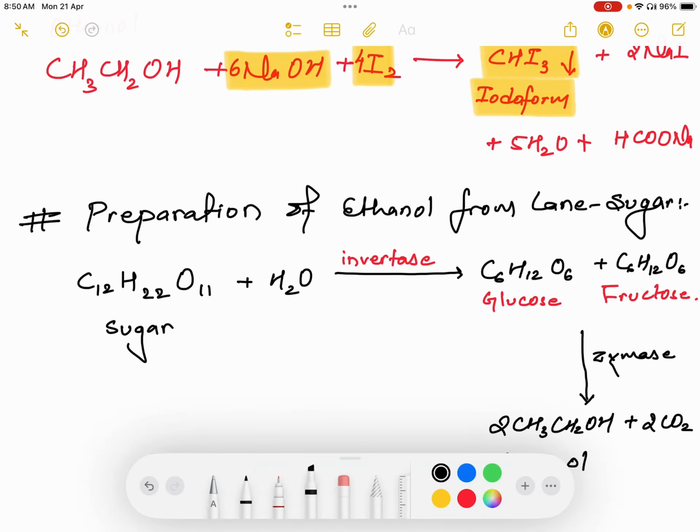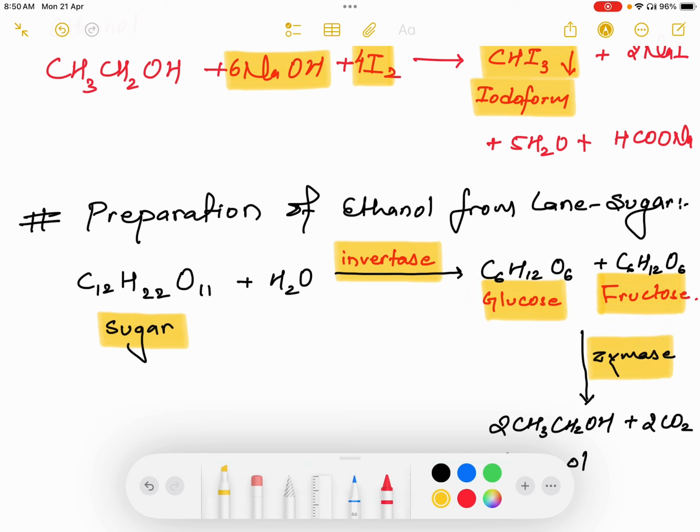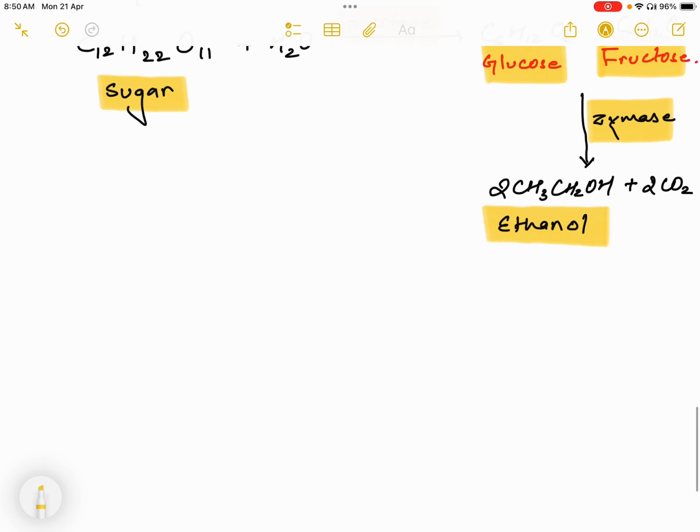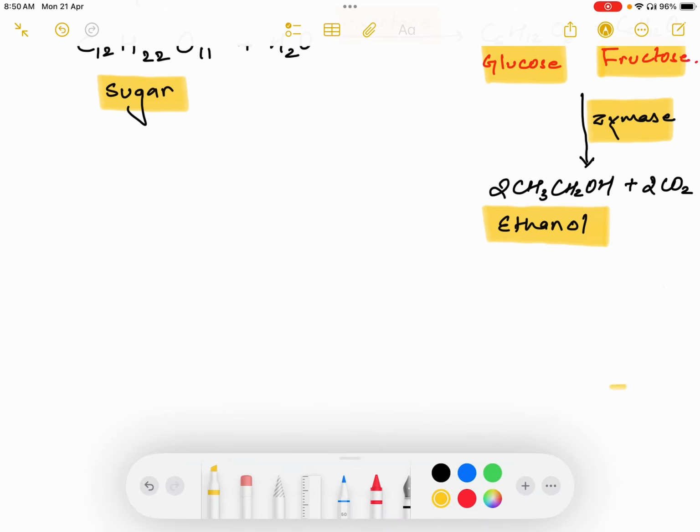So what is right over here? The very first sugar was treated with invertase to make glucose and fructose, which is further treated with zymase in order to form ethanol. So this is one of the techniques for the preparation of ethanol from cane sugar, and the process is also known as fermentation. Let's move on to the next one.